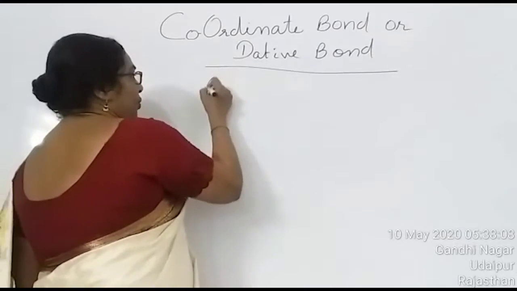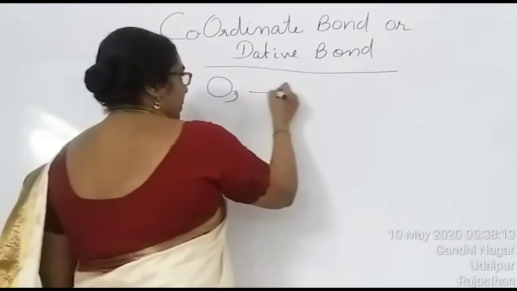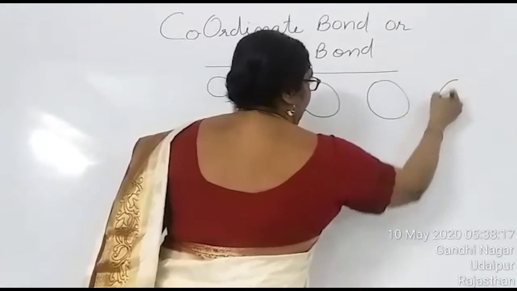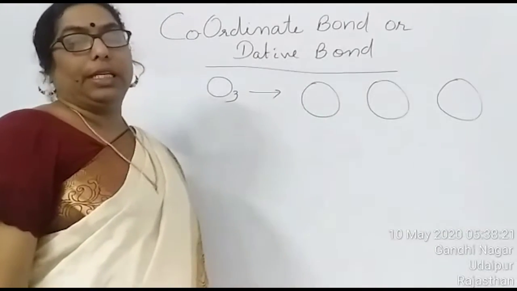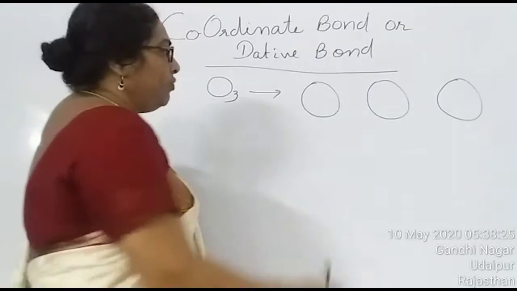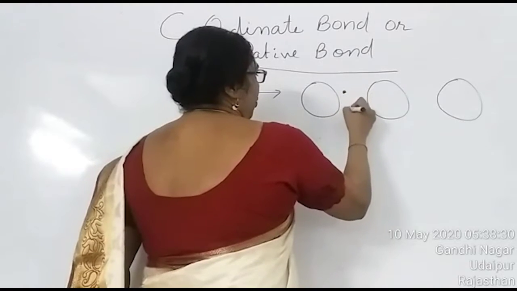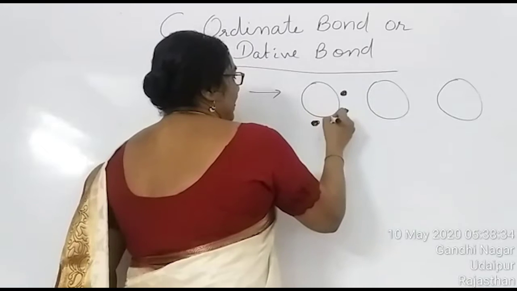Ozone, you know that the molecular formula of ozone is O3. That means it is made up of 3 oxygen atoms. Okay, we can consider 3 oxygen atoms. And what is the number of valence electrons in case of oxygen? Every oxygen atom possesses 6 valence electrons. So let us represent 6 valence electrons of each oxygen atom. The first oxygen possesses 6 valence electrons.